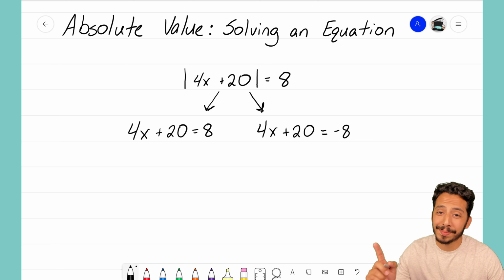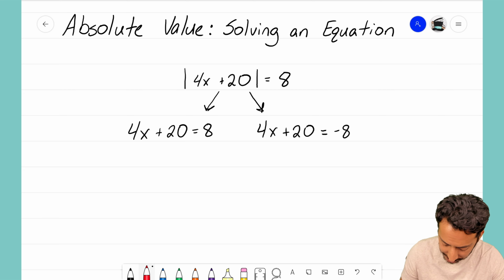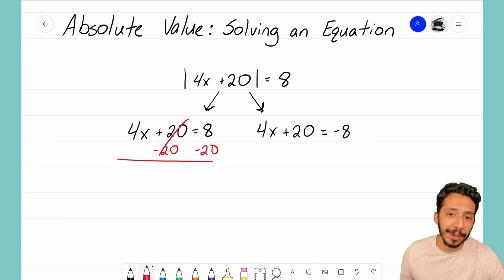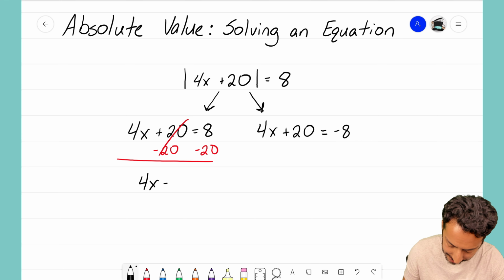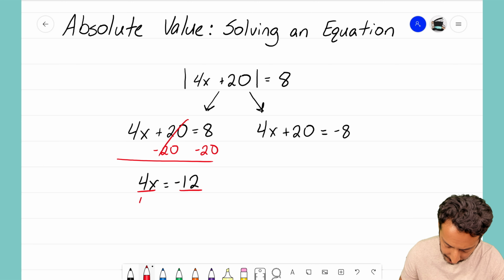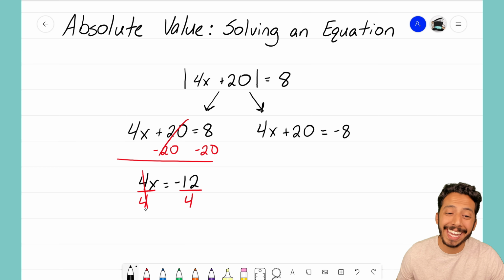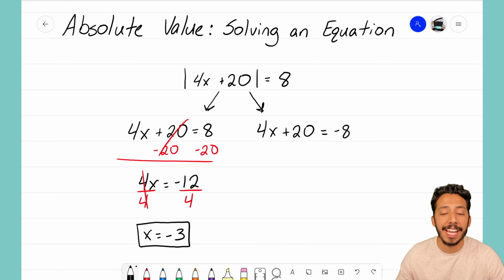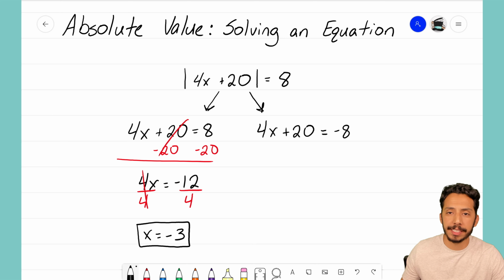But at this point, these are two two-step equations that we can definitely solve and determine what x is. I'll solve the one on the left first. All I'll have to do is subtract 20 on both sides. Doing that zeroes out the 20 on the left. I'm left with 4x equals 8 minus 20. 8 minus 20 will give me -12. To get x by itself, divide both sides by the coefficient of 4 so that they cancel out on the left side. x is going to equal -12 divided by 4, which is -3. That is one solution for this equation.